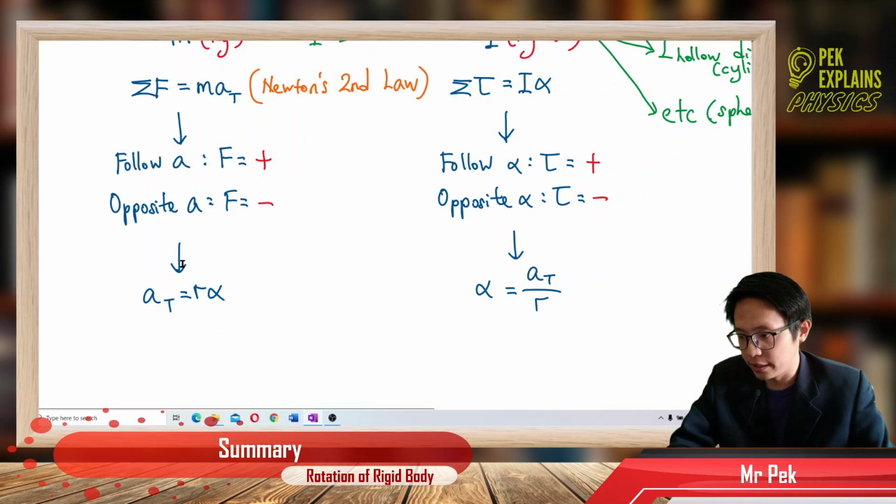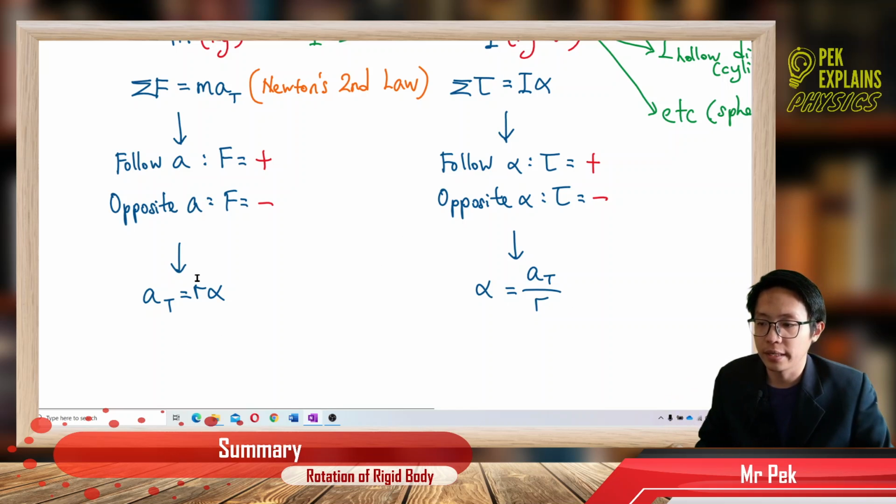Then there is another very important thing. This a can be changed to alpha: a equals r alpha. And this alpha can also be changed back to a. This formula comes from a equals r alpha, so r just goes below, that's why alpha equals a over r. If the question wants to find a, then this alpha you just change to a over r. If the question asks for alpha, this a you just change to r alpha. If you don't understand now, never mind. I will use an example to explain later.